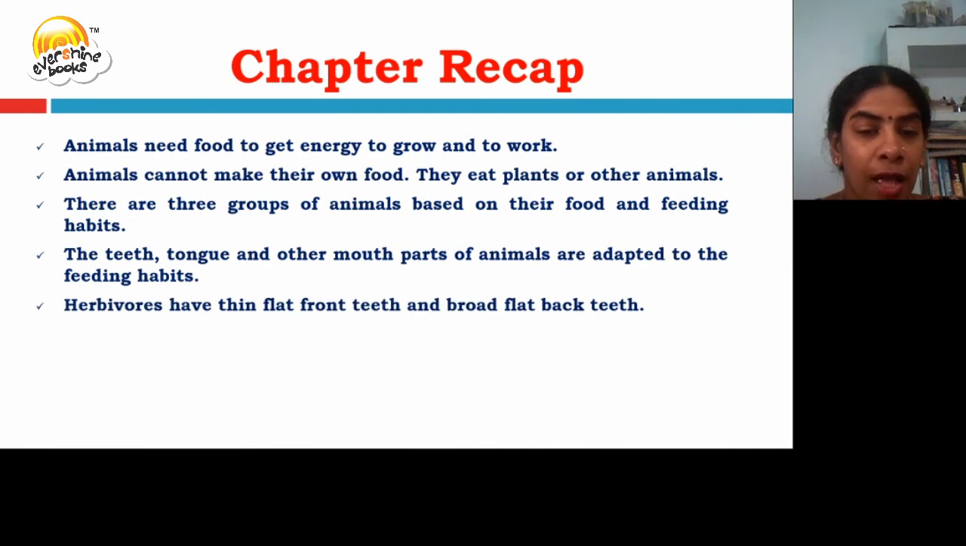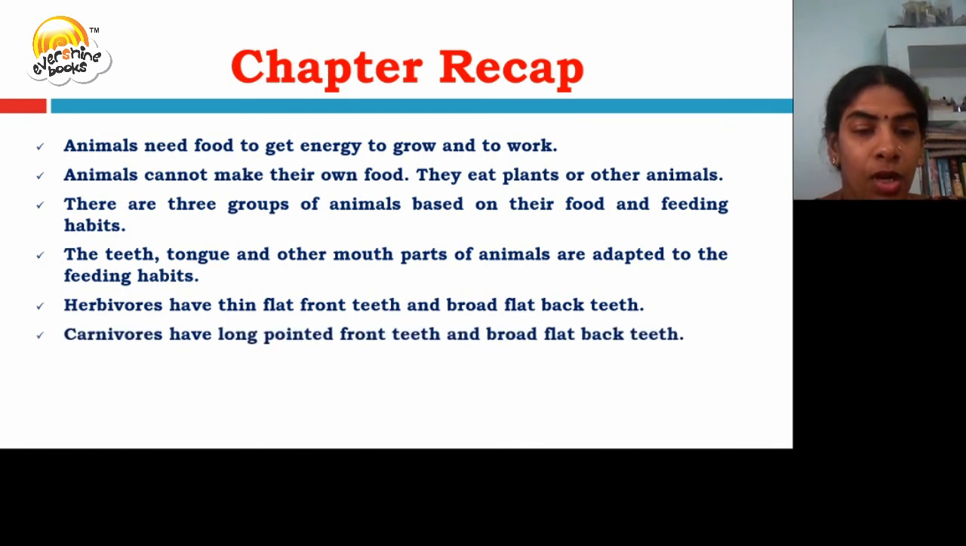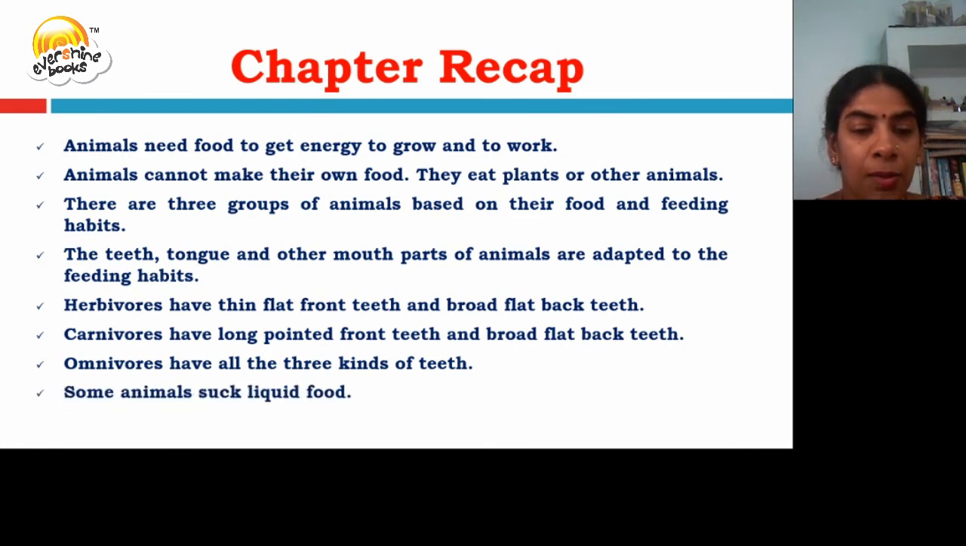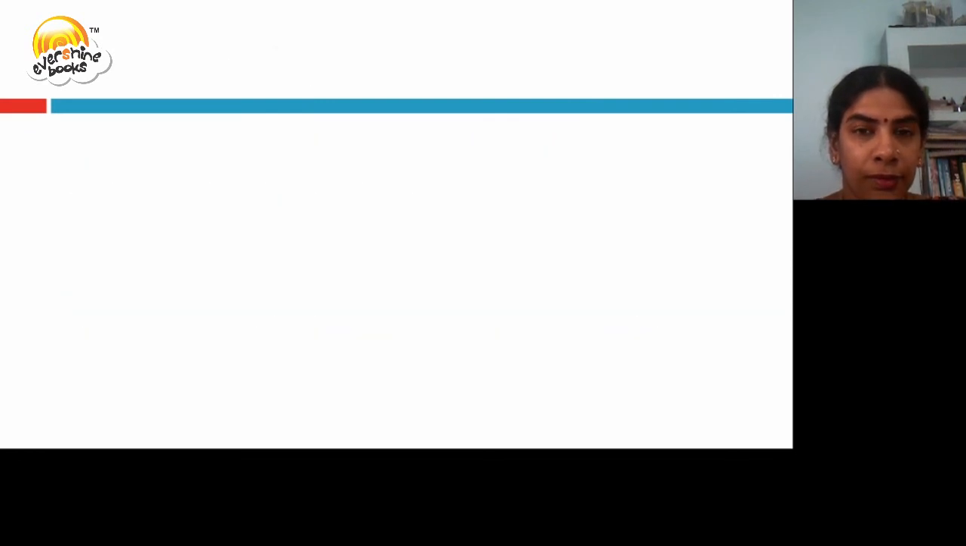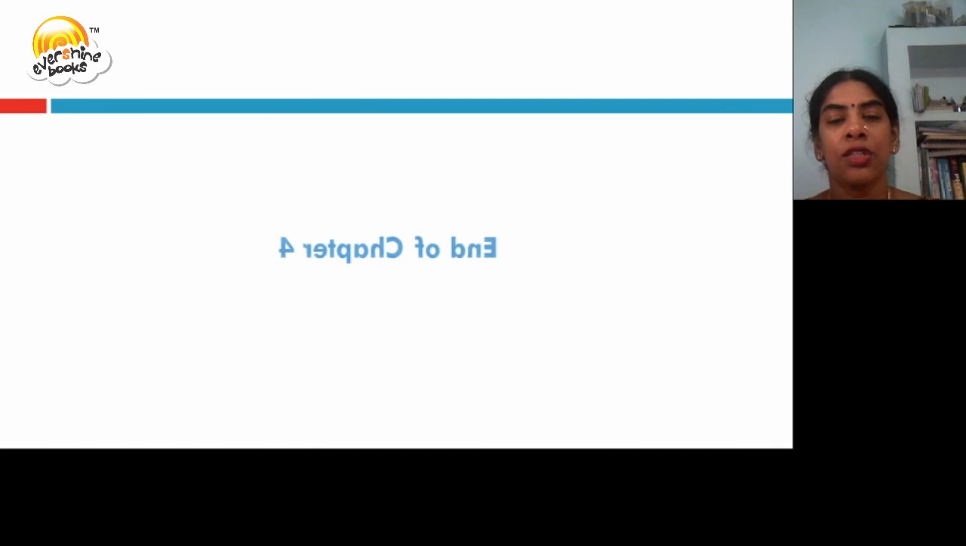Herbivores have thin, flat front teeth and broad, flat back teeth. Carnivores have long, pointed front teeth and broad, flat back teeth. Omnivores have all three kinds of teeth. Some animals suck liquid food. This ends chapter 4.